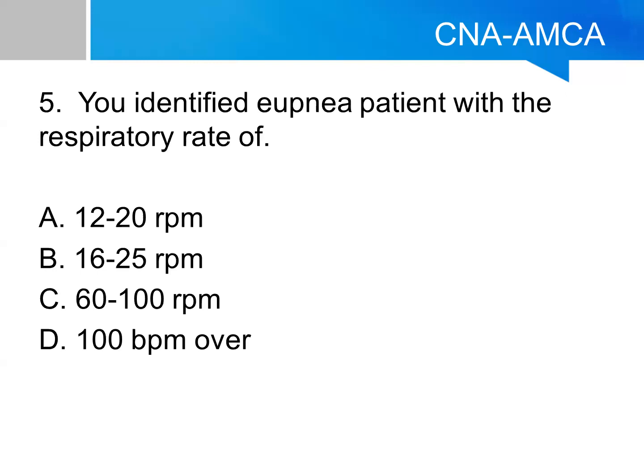Question number 5. You identified apnea patient with a respiratory rate of A. 12 to 20, B. 16 to 25, C. 60 to 100, and letter D. Over 100. What is the correct answer? Letter A. 12 to 20.